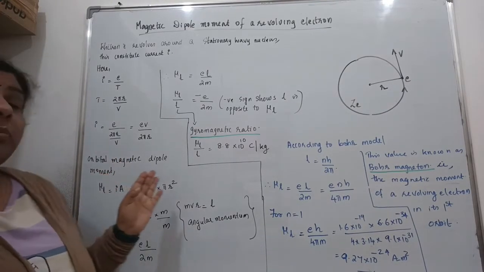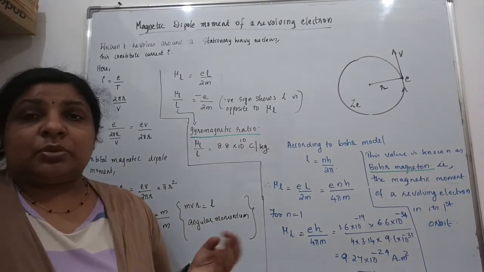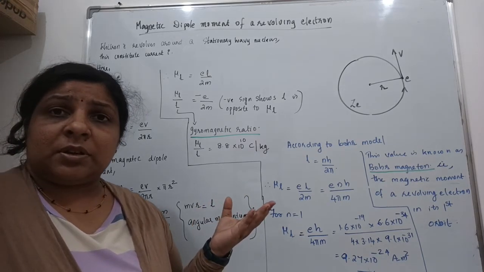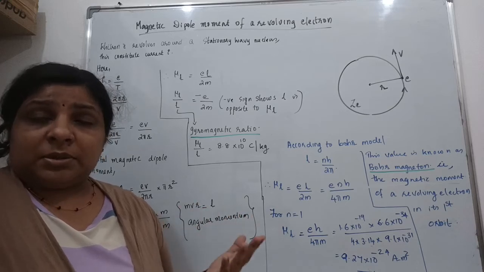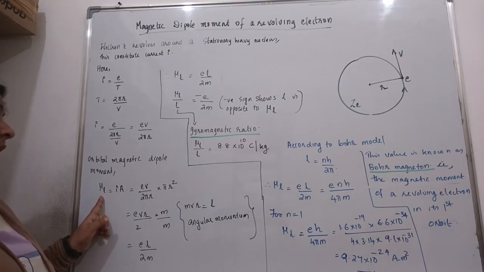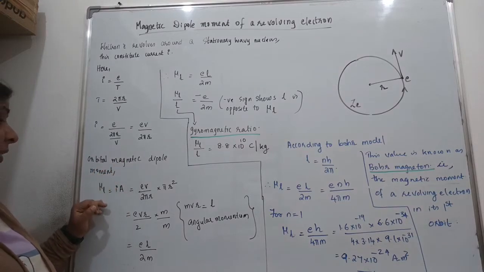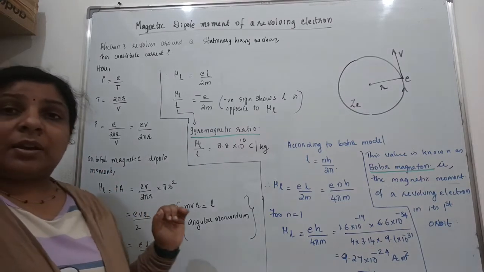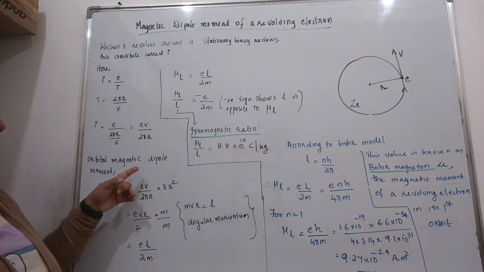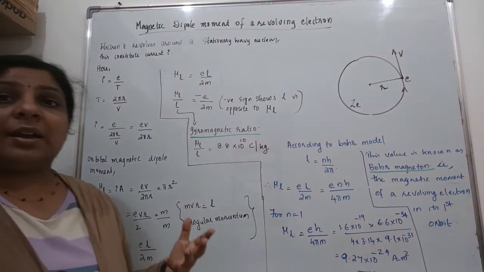Now we know magnetic dipole moment. In certain books it is represented using small letter m, sometimes capital letter M, or it will be represented using mu L. This is orbital magnetic dipole moment mu L. We know magnetic dipole moment is I into A. So for current I can substitute ev by 2 pi r, and the area will be pi r square.